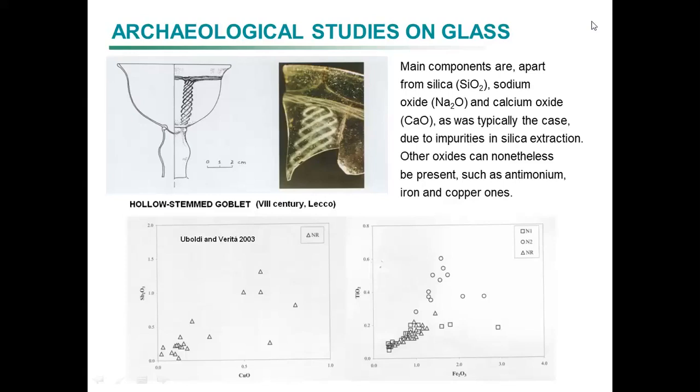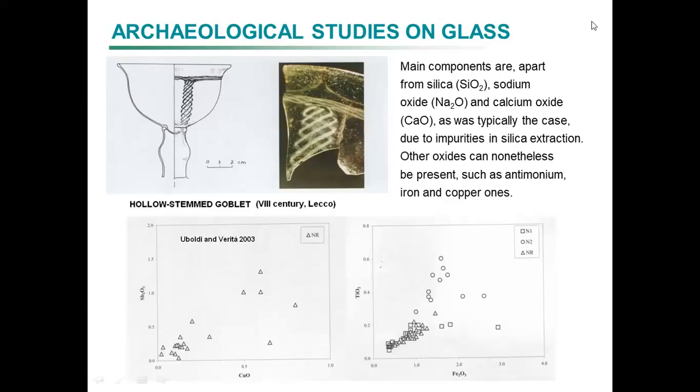Archaeological studies concentrated a lot on impurities. For example, there is this study with these different samples where they studied the impurities of iron oxide, titanium oxide, antimony, and copper oxide. Because it was interesting also to understand where the materials were coming from, which kind of rocks the silica was in practical terms extracted from, toward the production of glass. At that time, there wasn't a real addition of other components.